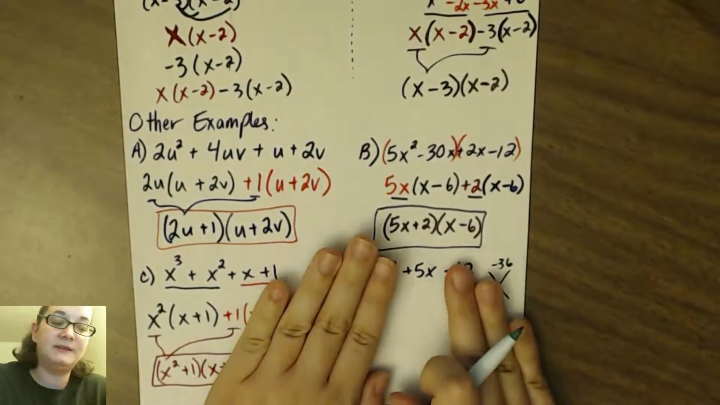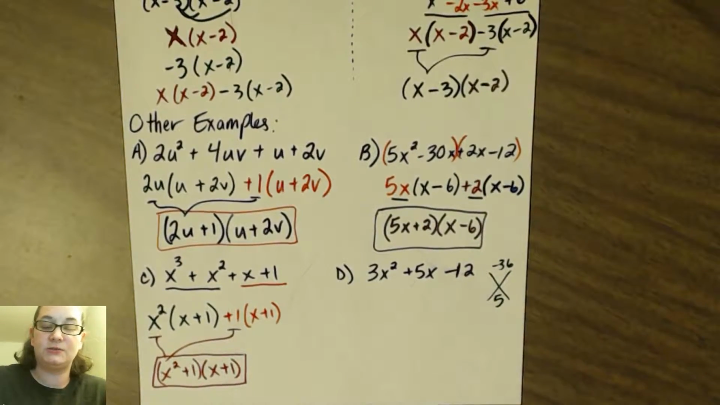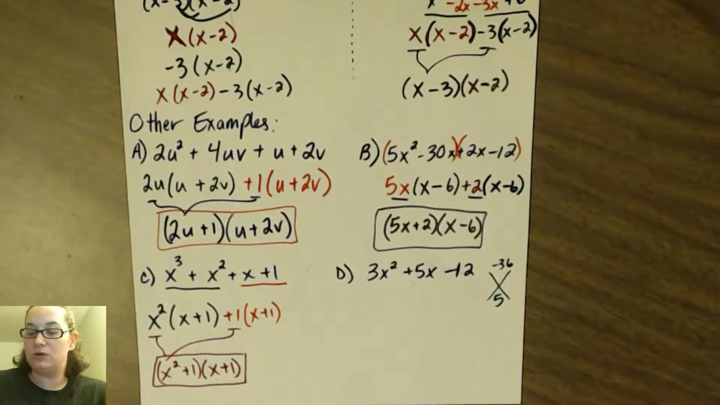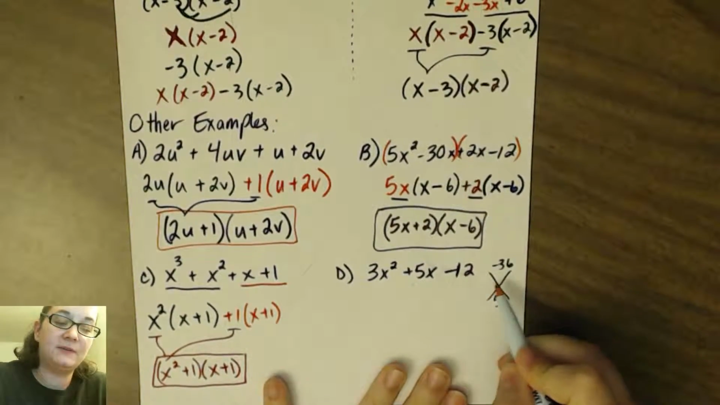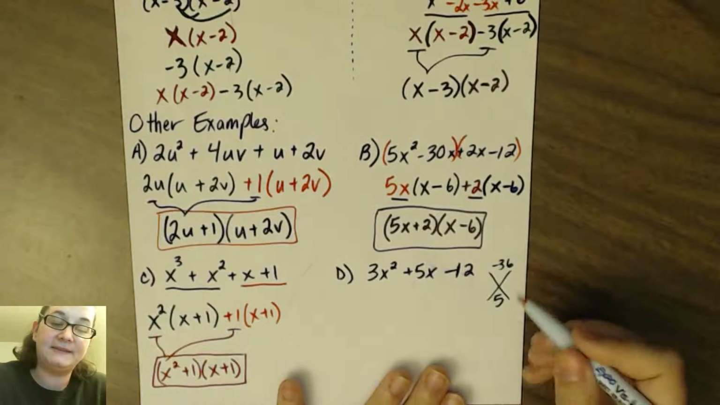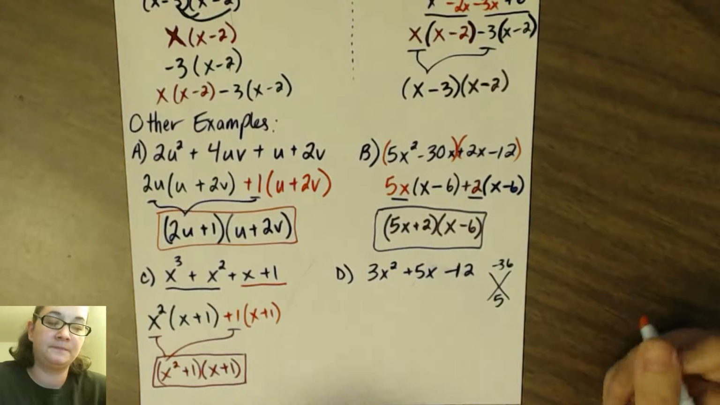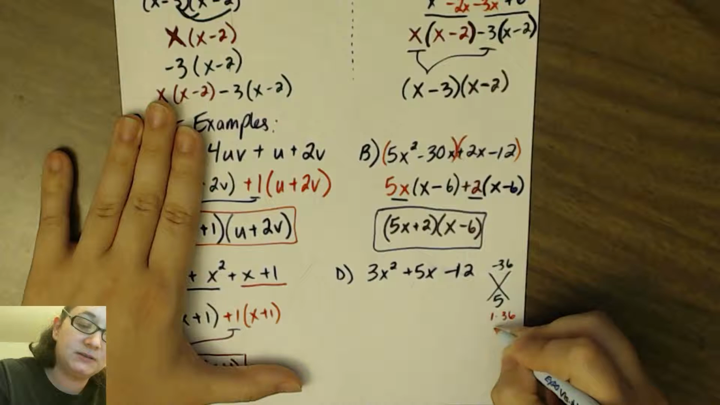And then whatever I didn't use before, whatever's in the middle, I write on bottom. So essentially, in order to split the middle, what I'm looking for is two numbers that could multiply together to get a negative 36, and could add to get a positive 5. So I could start writing them down. 1 times 36.